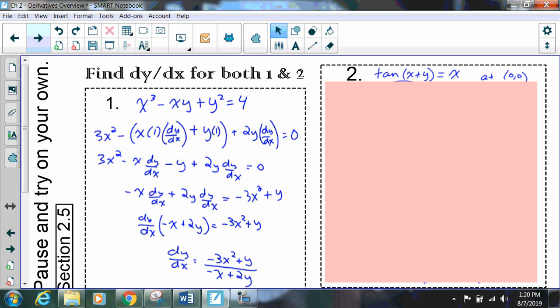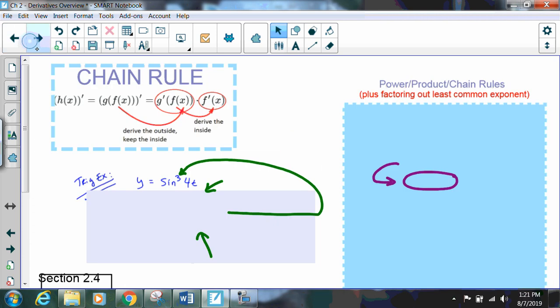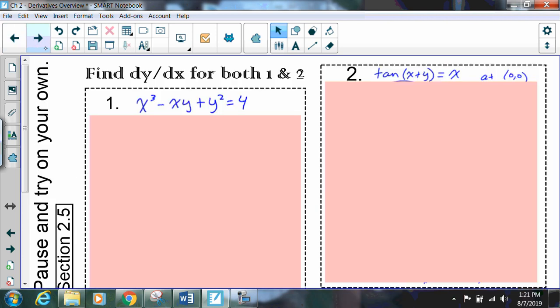If you want to challenge yourself, write that down, take the derivative implicitly, and then see if your answer looks like my answer.